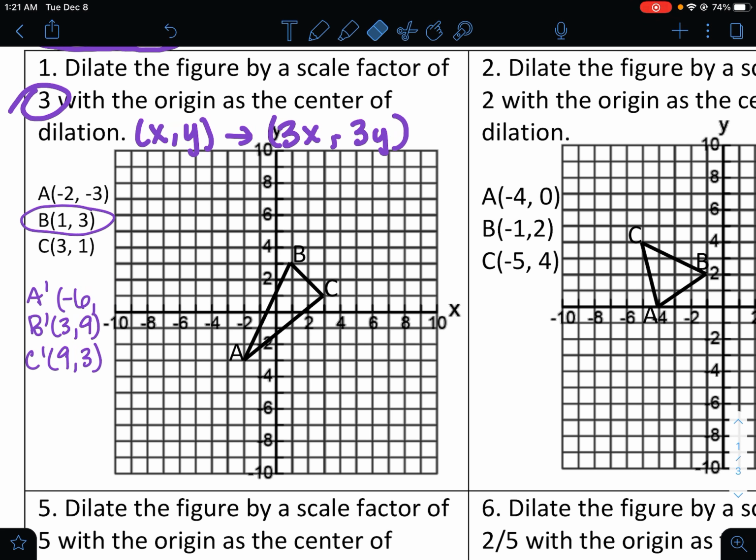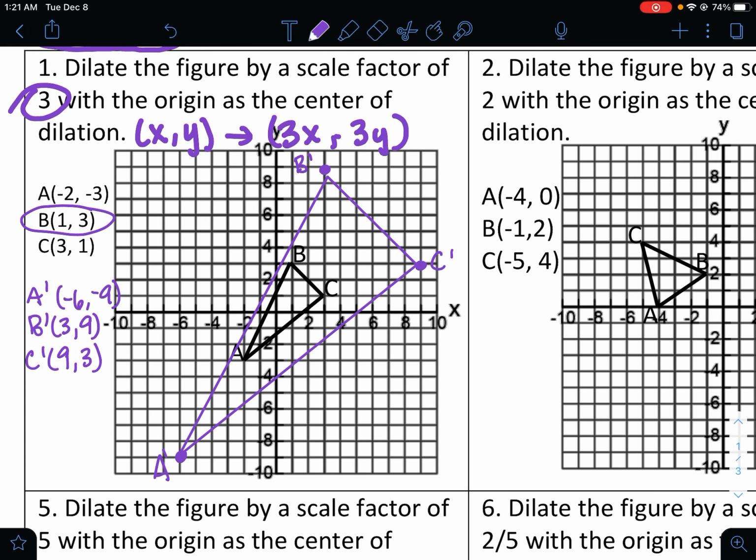All right, let me shrink that down just a bit. Now we're just going to graph. So A prime was at negative 6, negative 9. So 6 to the left, 9 down. And that again is A prime. B prime is 3, 9. So it's going to be 3 to the right, 9 up. And again, that is B prime. And then C prime is positive 9, positive 3, so 9 to the right, 3 up. And that is C prime. And I'm going to connect the dots. And there you have it.